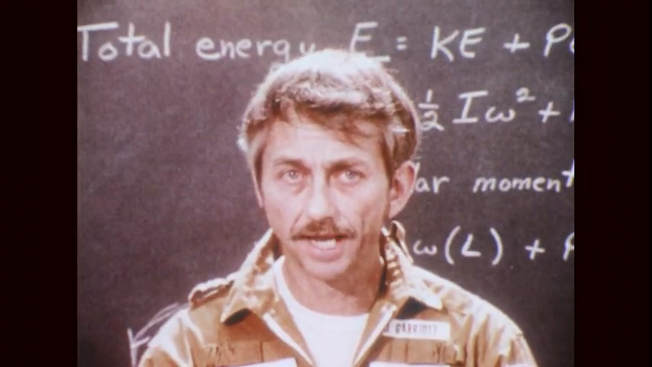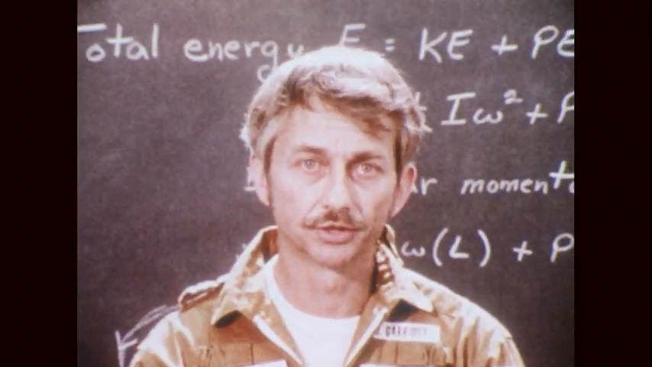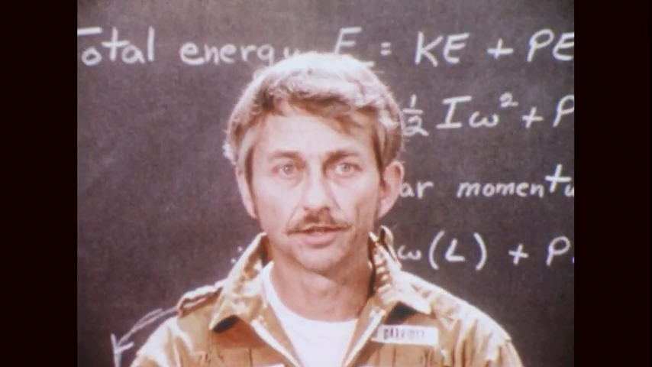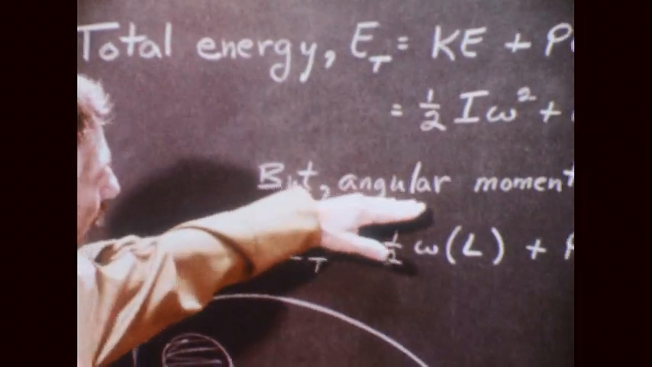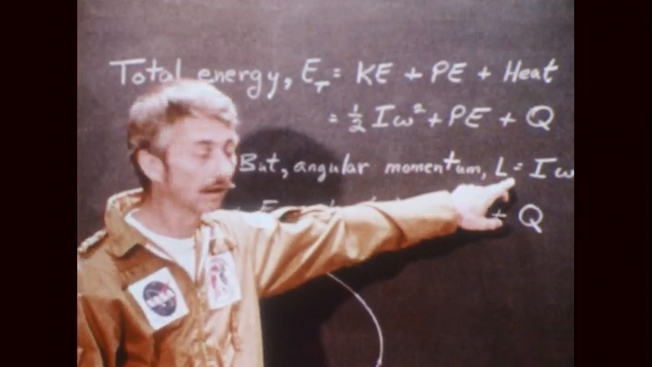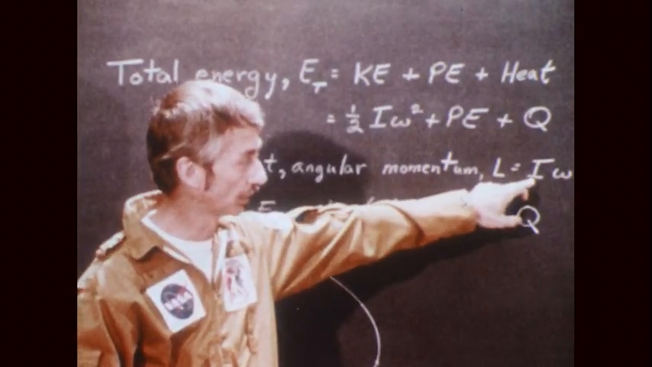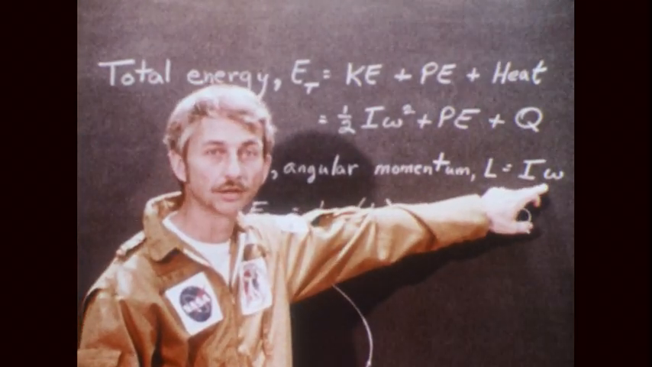A rotating body's angular momentum is the product of its inertia and its angular velocity. And that's what I've got shown for you on this particular line here. L, the angular momentum, is equal to the product of inertia and its angular velocity.